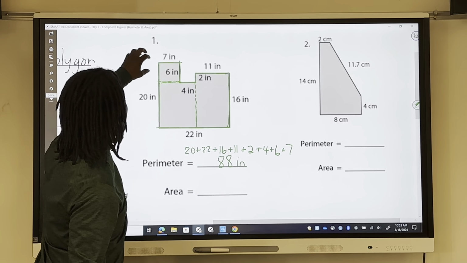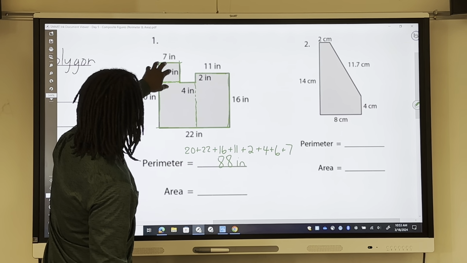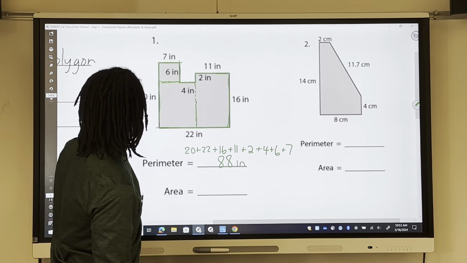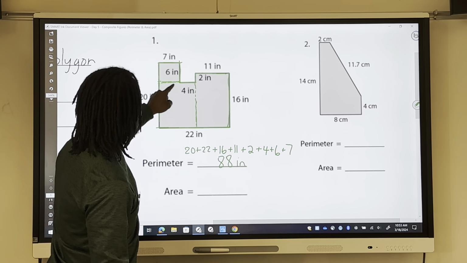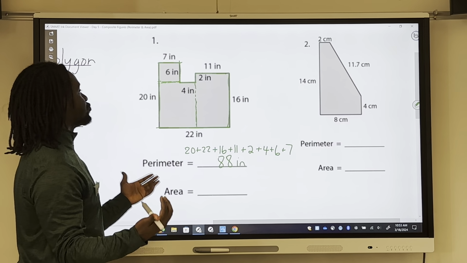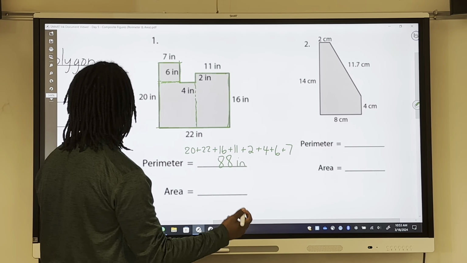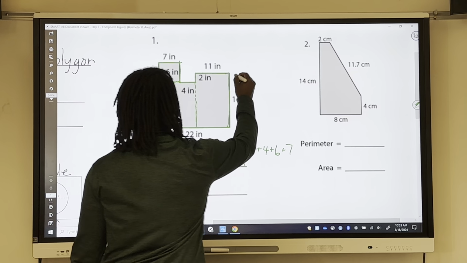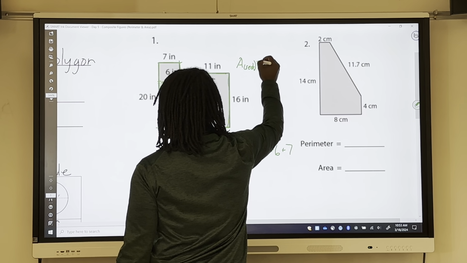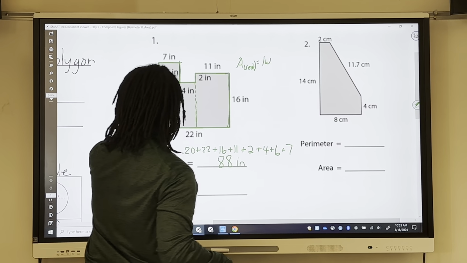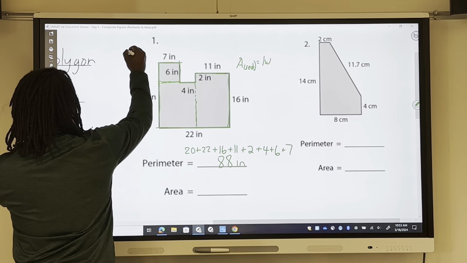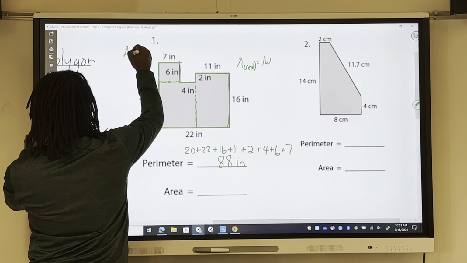So now I have 7 and 6, that's a rectangle, even though it looks like a square, it's a rectangle. Then I have another rectangle, then I have another rectangle. So I have pretty much 3 rectangles. And so my formula for an area of a rectangle is length times width. So I'm going to do length times width here, length times width there, length times width there.